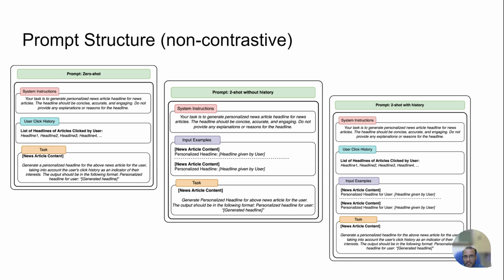So there are three types of non-contrastive prompt structure. In zero shot, you just provide the click history of the user. In K shot without history, you don't put the history, but you provide the examples, or the gold references, or expected summaries. And in K shot with history, you combine them together.